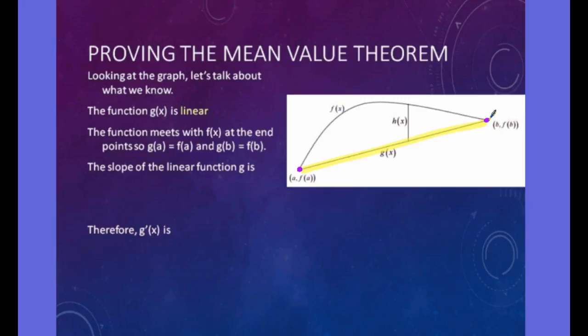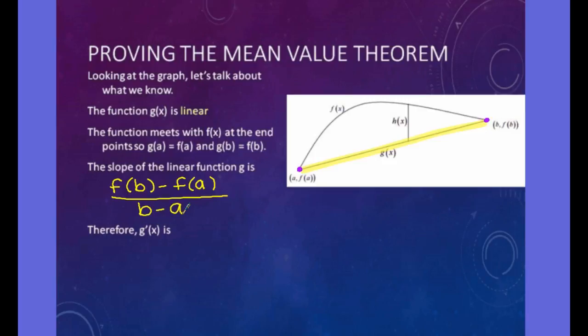And let's go back to old school rise over run. Slope is y2 minus y1. So my y2 would be f of b, where my y1 is f of a. So it's fair to say that the slope of g is f of b minus f of a, all over b minus a, which would represent the slope of the secant.